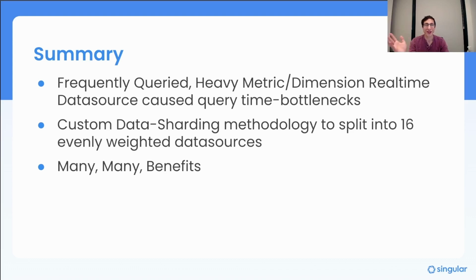So to summarize, we had a frequently queried, heavy metric and dimension real-time data source that caused query time bottlenecks. We used a custom data sharding methodology to split this one big data source into 16 evenly weighted data sources, and we got many, many benefits. Ultimately, real time worked up to a certain scale in terms of metrics, dimensions, and size, and we ultimately made the decision and implemented a way to shard it.